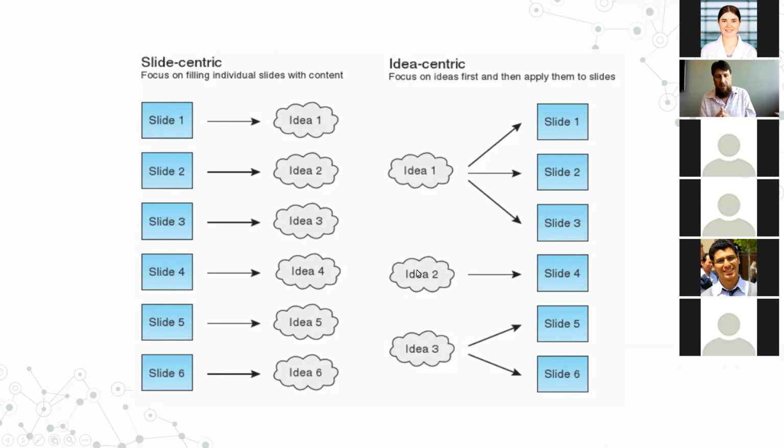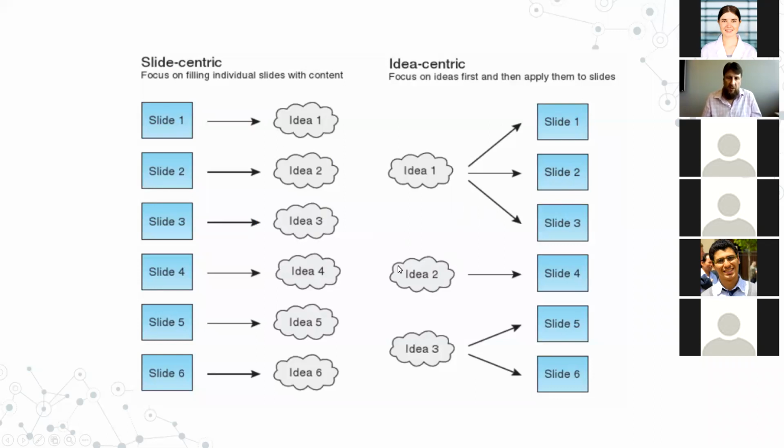Maybe idea 2 is method 1 and idea 3 is result 1. And then maybe you have idea 4, method 2, result 2. Think about idea centric. What are the big picture ideas I want to present? Once you've done that, now what slides, what data can I add that's supporting that idea?